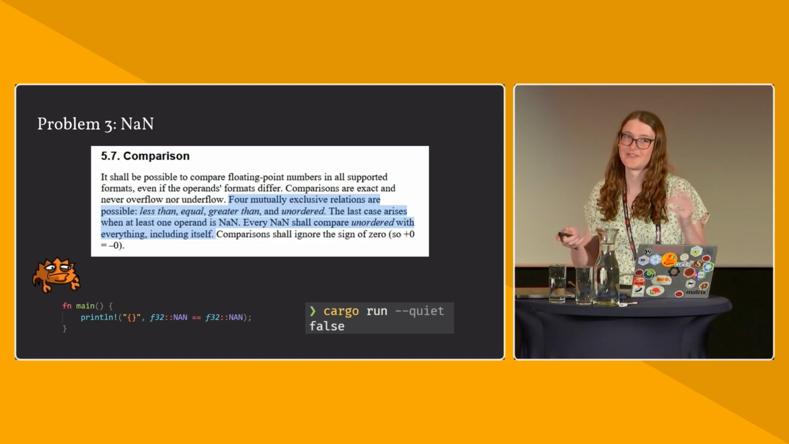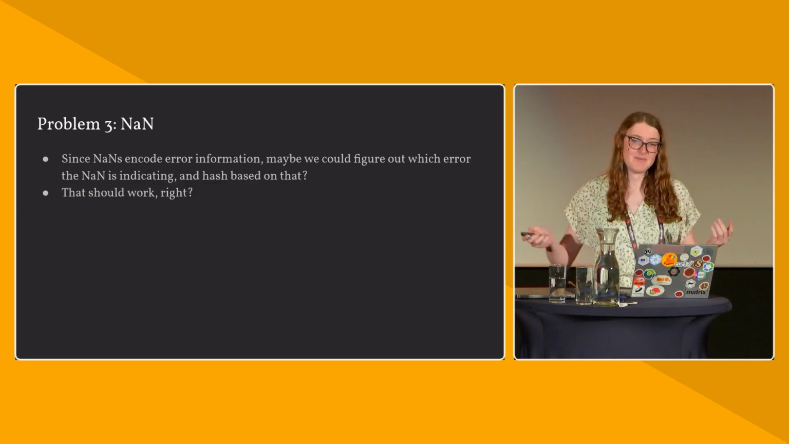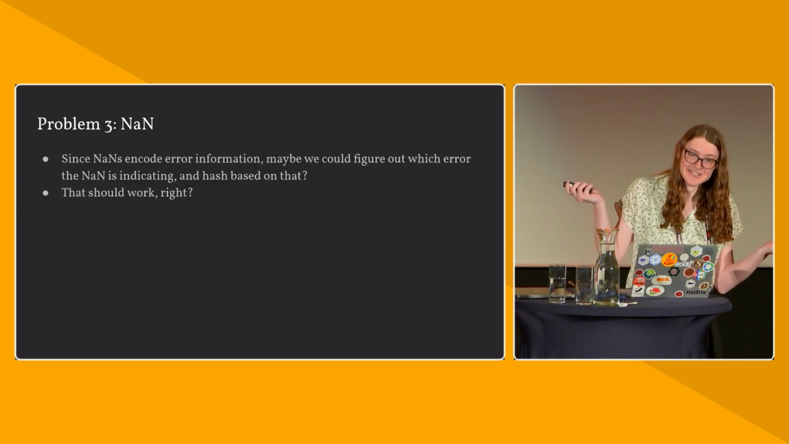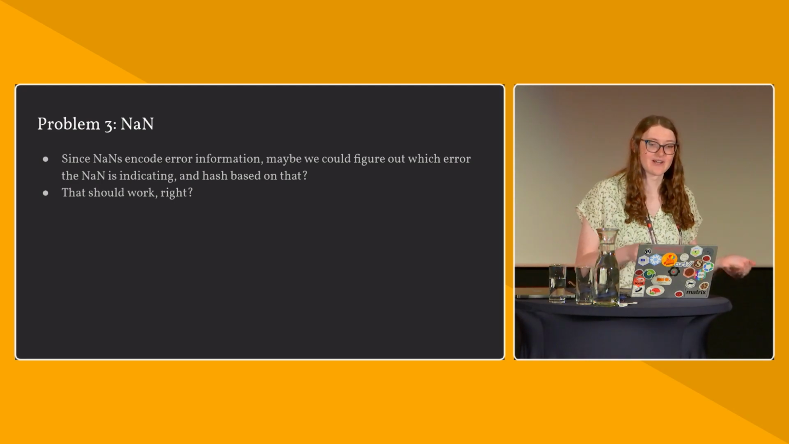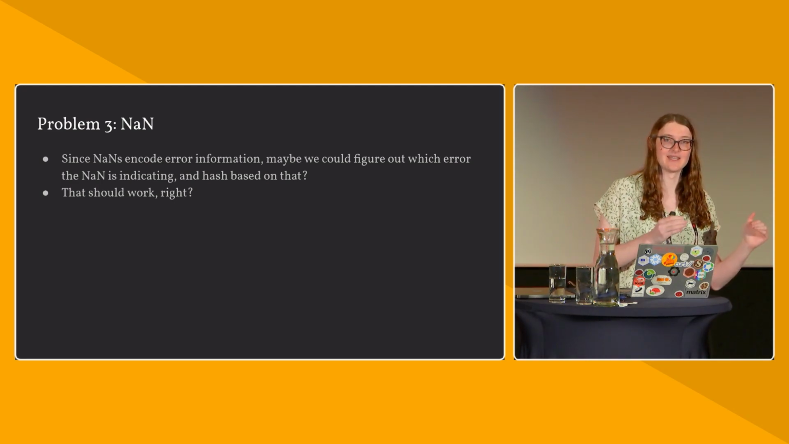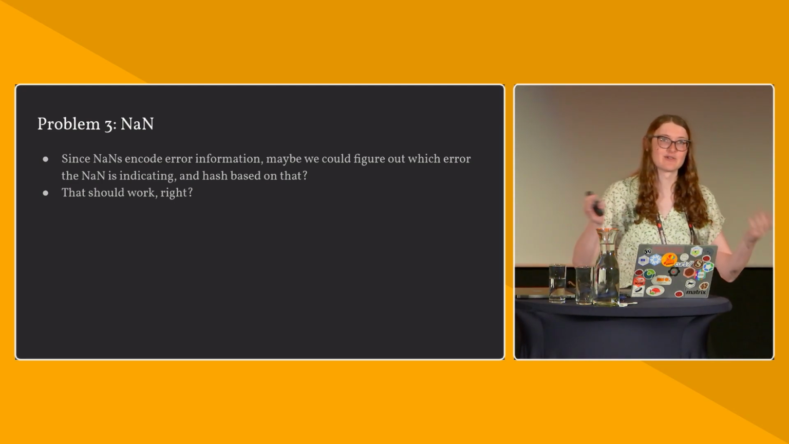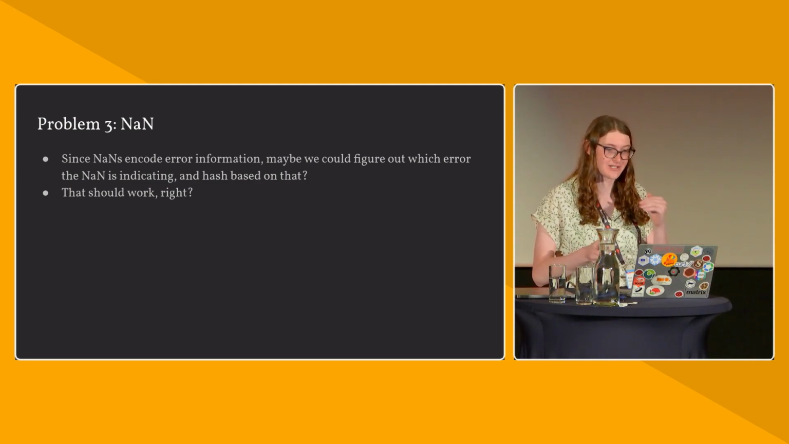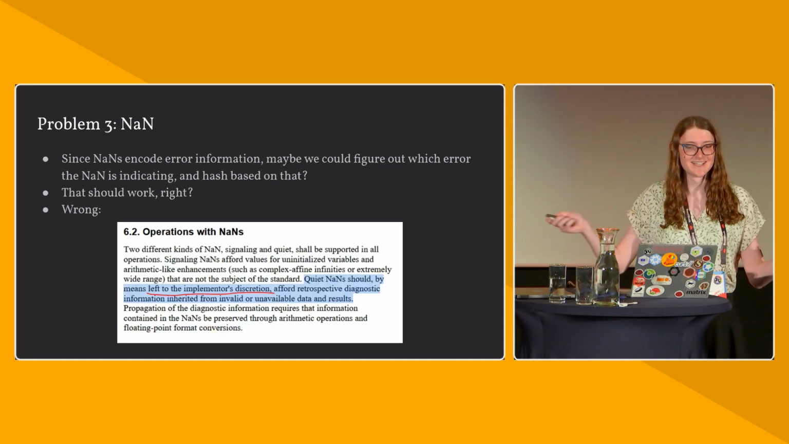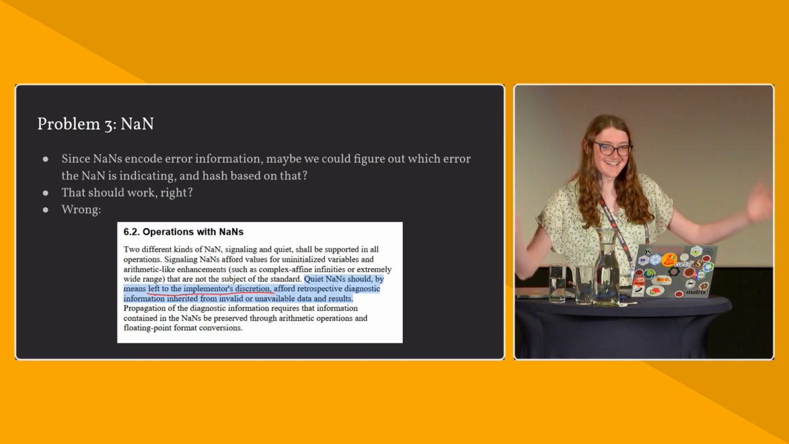So, that didn't work, but maybe there's still a way? NaNs are encoding error information, so perhaps we could try to figure out which error the NaN is indicating, and then we hash based on that, similar to what we might be familiar with a Result, where different error variants could all get different hashes. That should work, right? Wrong. You can't do that either.